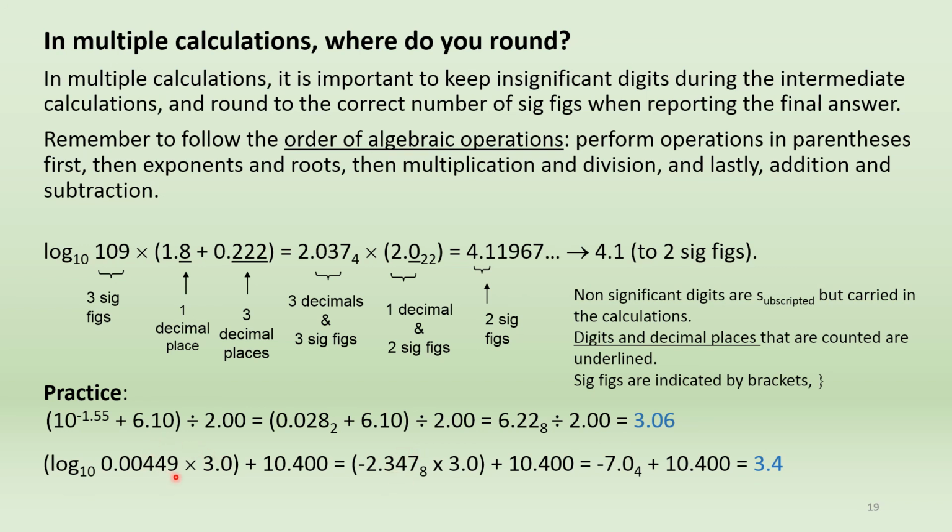I multiply it by a number with 2 sig figs, and I can only have 2 sig figs. So that gives me negative 7.0 subscripted 4. This has 1 decimal place. I'm going to add it to a number with 3 decimal places. I can only have 1 decimal place. That works out to be 3.4. I hope that helps.